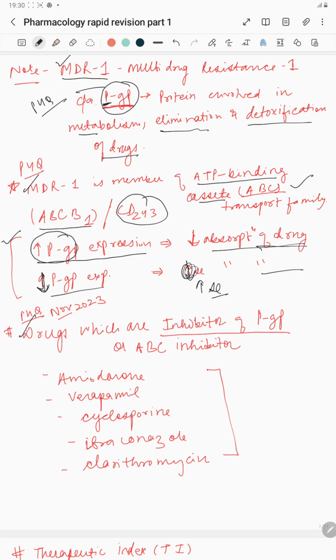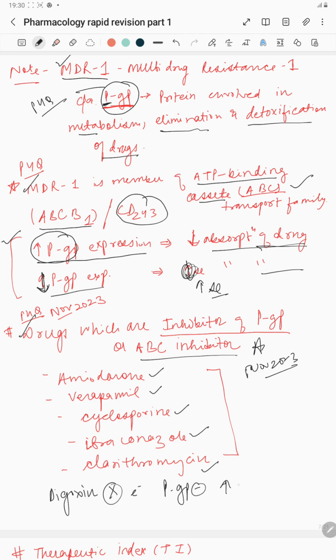Drugs which are inhibitors of P-glycoprotein or ABC inhibitors. This is also a PYQ question asked in November 2023 examination. Amiodarone, verapamil, cyclosporin, itraconazole and clarithromycin. Digoxin should never be given with these P-glycoprotein inhibitors, otherwise it will lead to increase in the risk of toxicity.